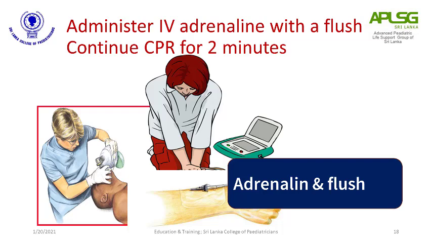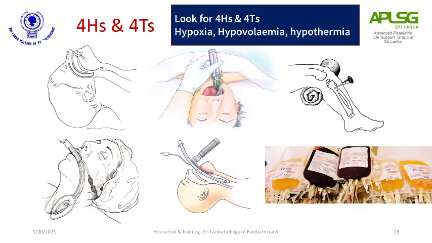Administer intravenous or intraosseous adrenaline 1 in 10,000, 0.1 ml per kg, and flush, and continue good quality CPR for another 2 minutes. While good quality CPR is going on, look again for the 4 H's and 4 T's. Check for hypoxia and correct it. Make sure oxygen is connected and an oral airway is inserted.